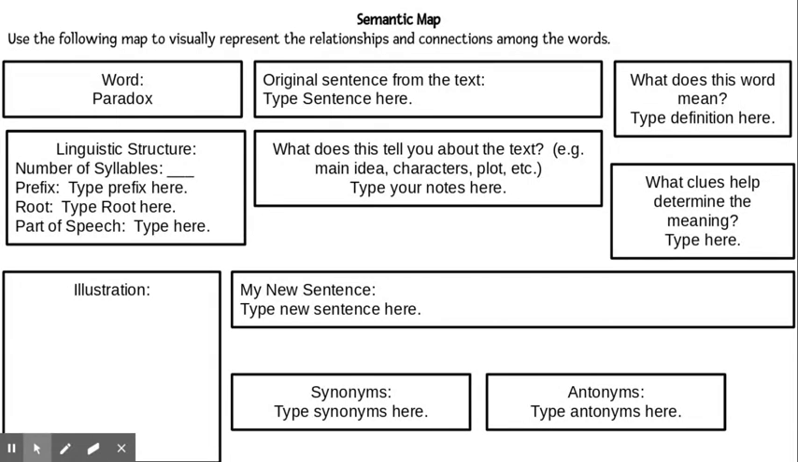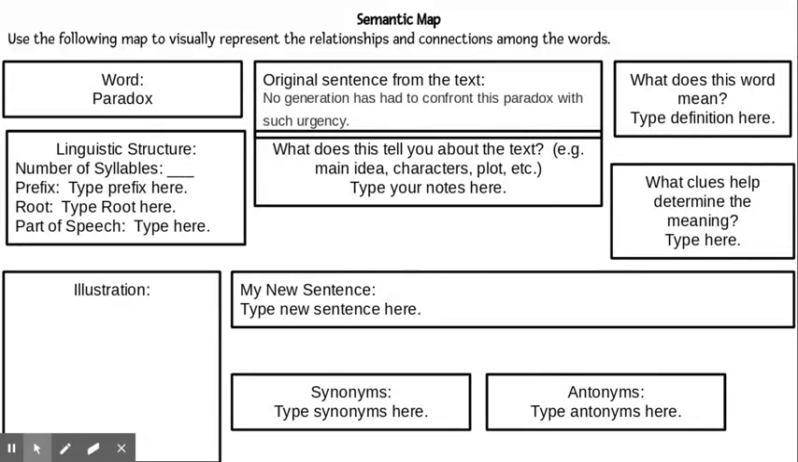It's in this sentence: "No generation has had to confront this paradox with such urgency." I need you to go to dictionary.com and look up the word paradox and find me a concise definition for paradox. Paradox means a self-contradictory and false proposition.